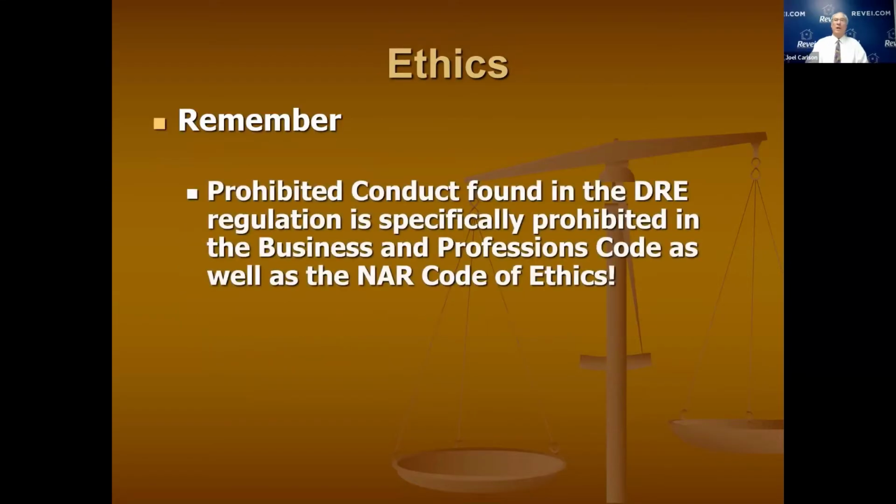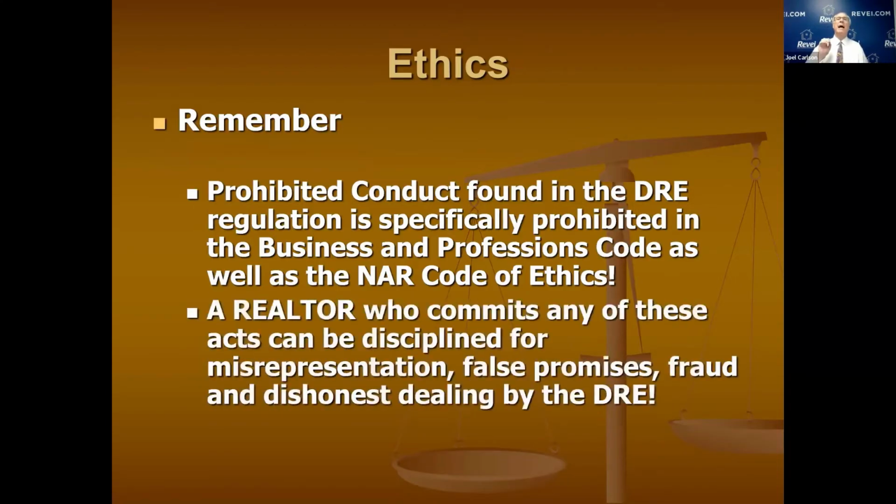So remember, prohibited conduct found in the Department of Real Estate is a violation of the Business and Professions Code. It could also be a violation of the NAR Code of Ethics. And as we go through the 17, we're going to find out that there might be situations in there where we violated that. As a realtor, you're going to follow the Code of Ethics, and if you commit any of these acts or misrepresentations or false promises, we're not going to hear them. We're going to report you to the Department of Real Estate. And the Department of Real Estate is going to come by and say, hi, it was nice to see you. Thank you for being here. We're going to take your license away.